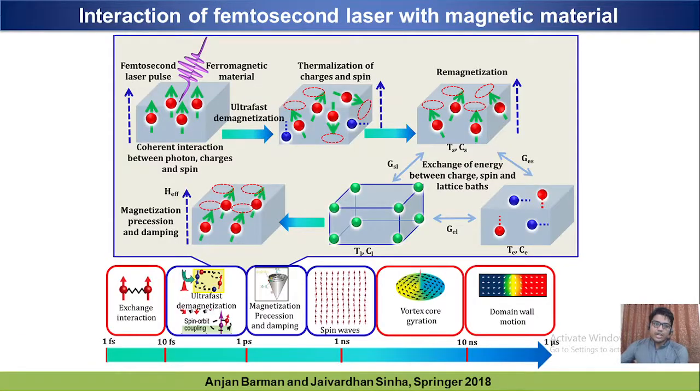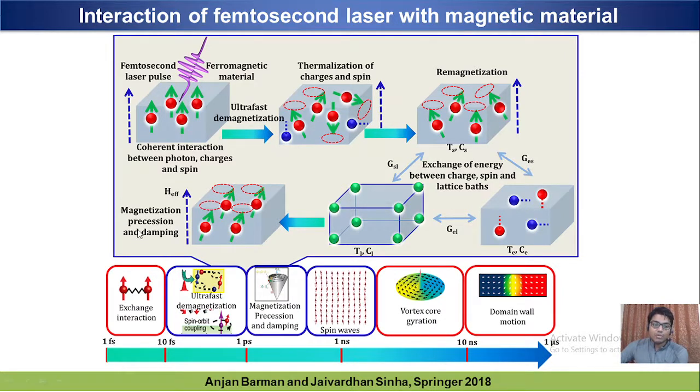When a femtosecond laser falls on a magnetic material, the coherent interaction between the laser photon and charge and spin of the magnetic material causes the instantaneous thermalization of these charges and spins, which causes the instantaneous decrease of the magnetization of the whole system, which is called the ultrafast demagnetization, and with time the energy is being exchanged with the lattice, which causes the fast remagnetization, and over time the whole energy is being transported to the surrounding, which results in magnetization precession and damping.